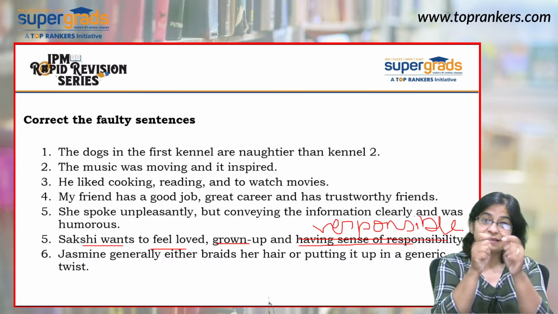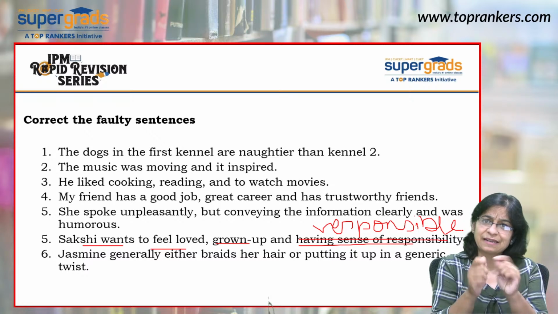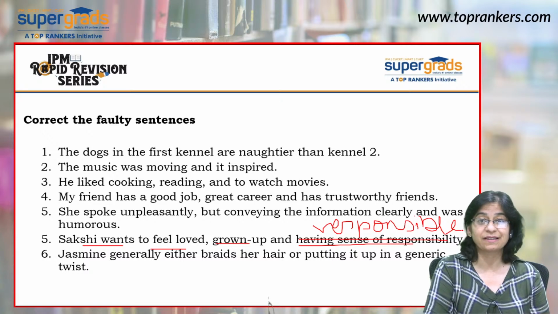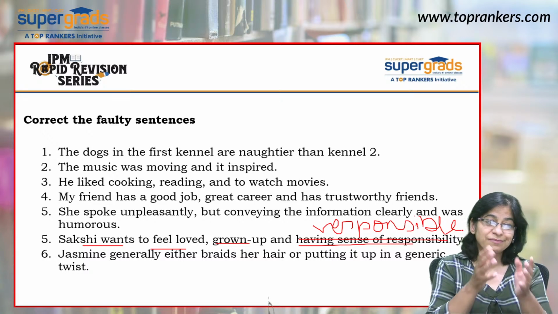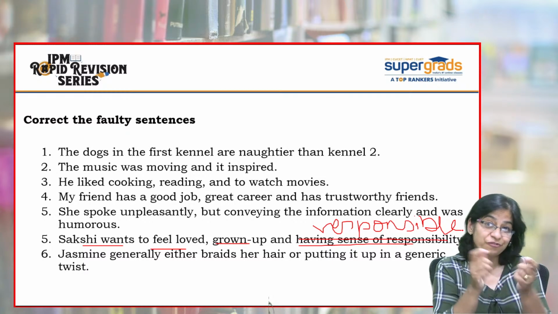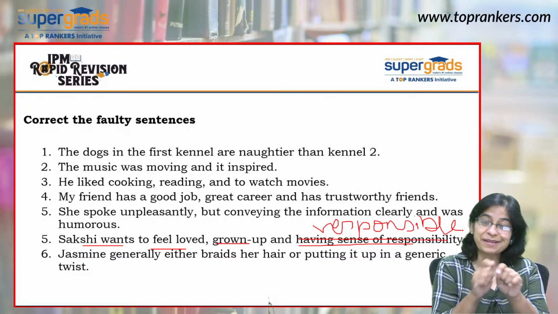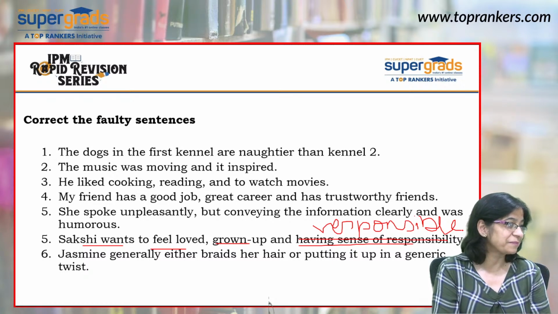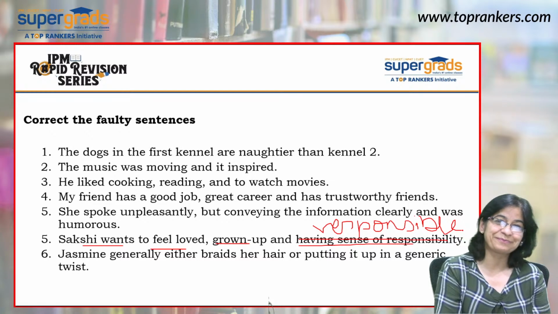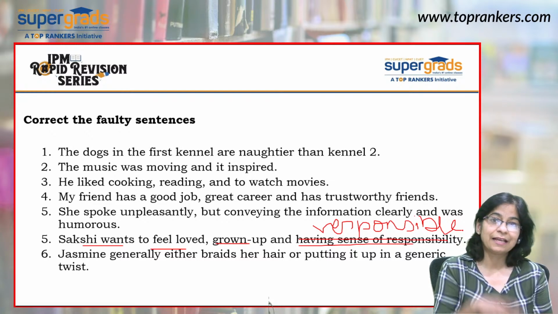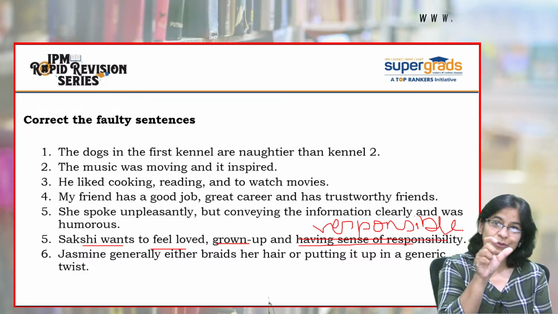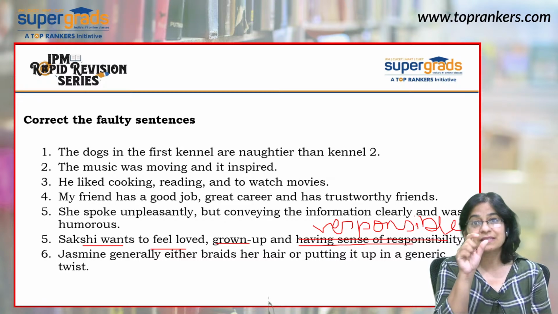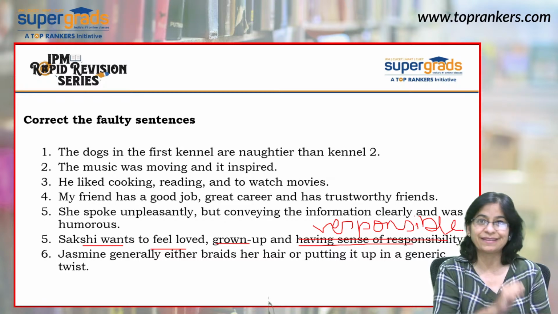Jasmine generally braids her hair. You know what braiding is? Interlacing the strands of hair or putting it up in a generic twist. So we're talking about Jasmine's choice of tying her hair. So she braids it sometimes, interlaces it, or putting it up in a generic twist. What would you say? Look at the parallel structure. Look at the word which you think is the same part of speech, and you will get the answer.